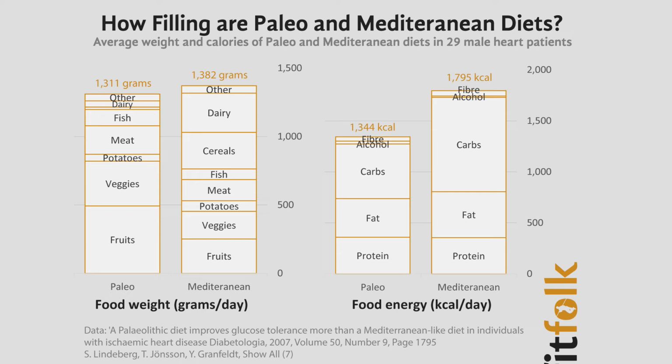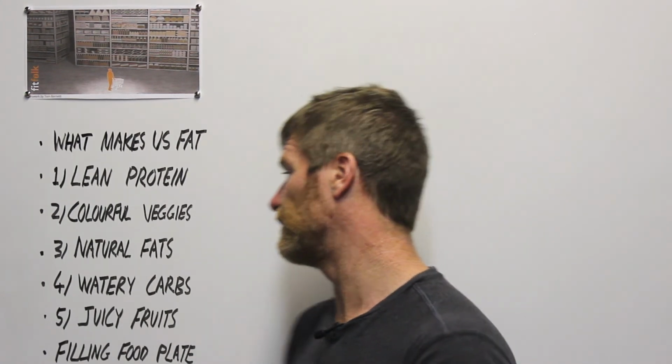So instead of bananas and mangoes, the ones that are higher energy density, go for your berries, go for your citrus, go for your apples. They're juicy fruit. They'll give you more volume. They'll help keep you full.